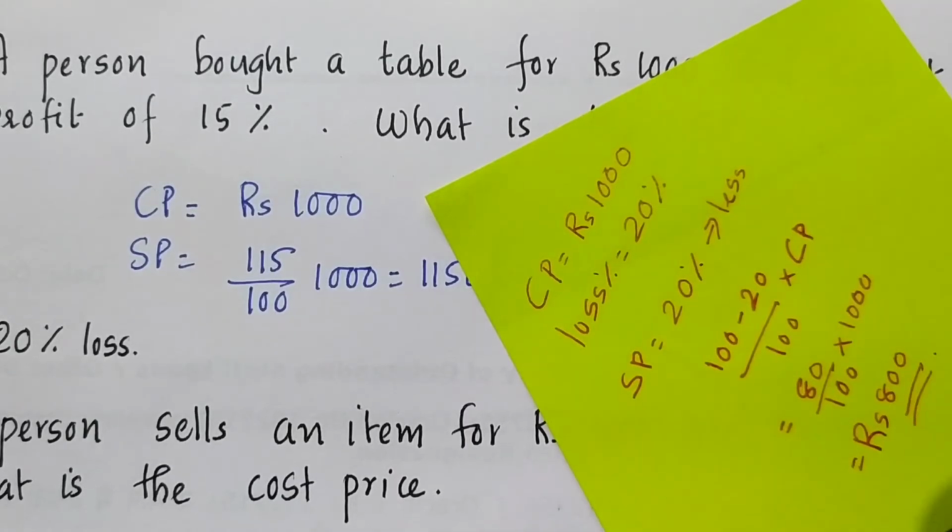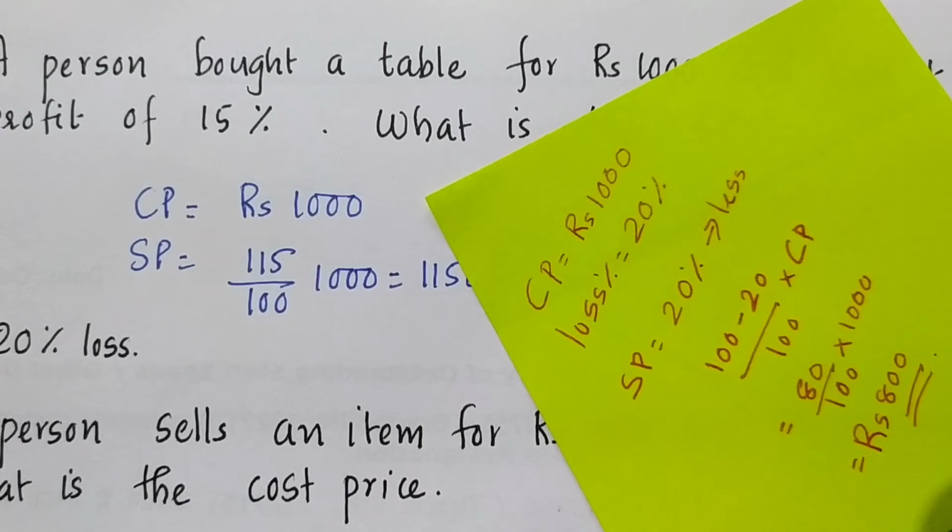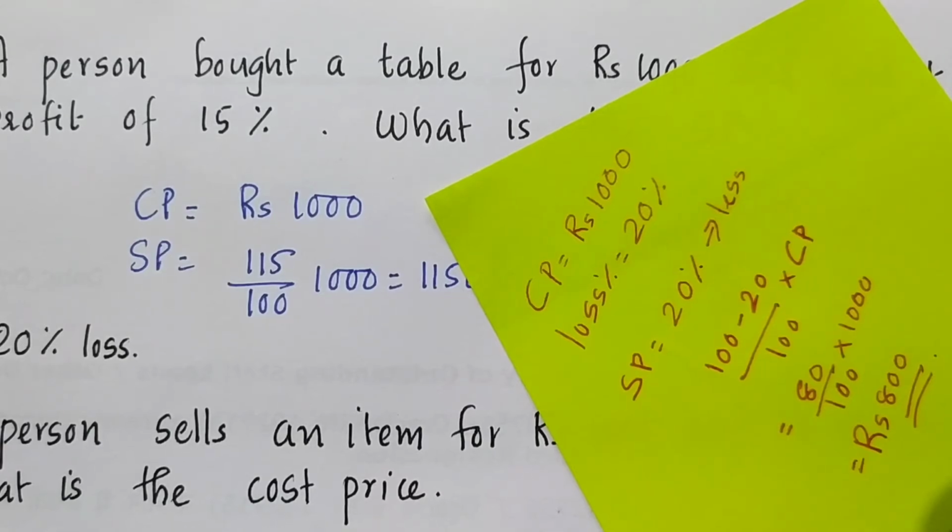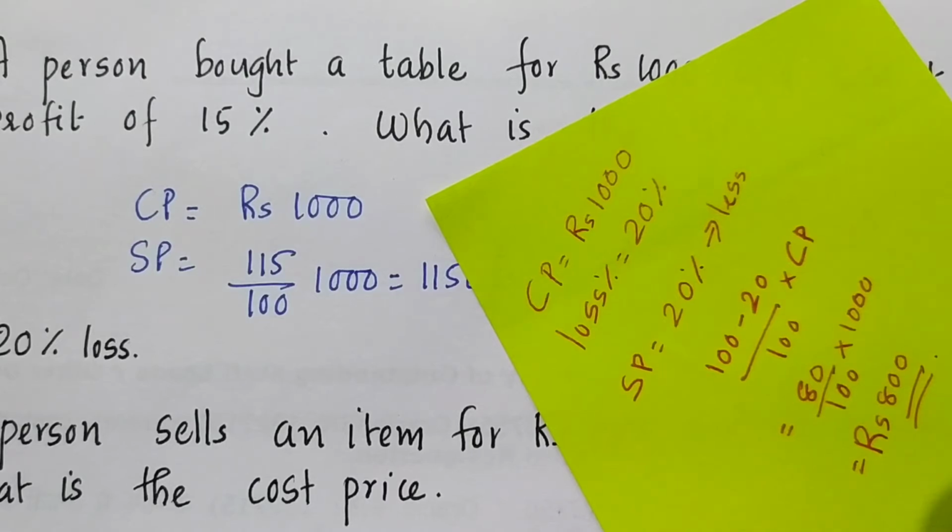So in this way we can find out the selling price if we are given the cost price and profit percentage or loss percentage. If there is profit, selling price is simply profit percentage more than the cost price. If there is loss, then selling price is simply loss percentage less than the cost price. So I will show you the formula after discussing one more question.